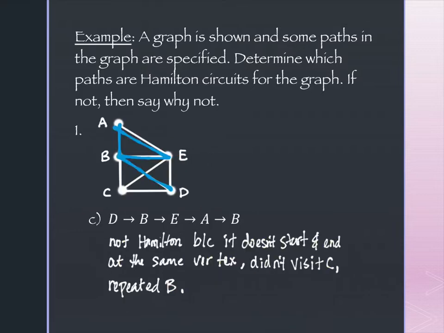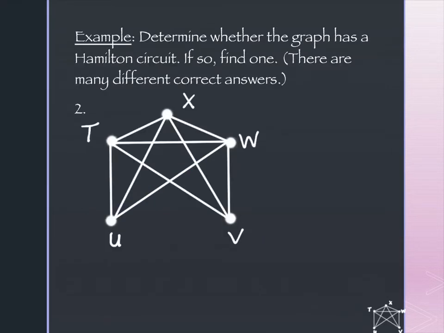So we're going to take a look at another graph. Does it look right on your paper? Lovely. Okay. So we're going to determine whether the graph has a Hamilton circuit. If so, we're going to find one. And if we find one, there are often many different answers that are correct. So for starters, if the graph is complete, we know it's going to have one. So that's a good place to start: is the graph complete?